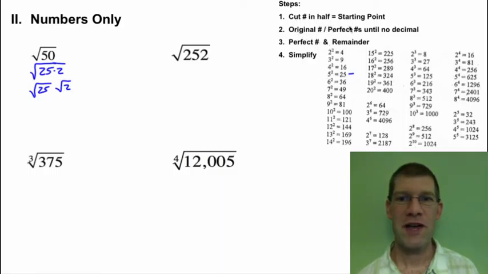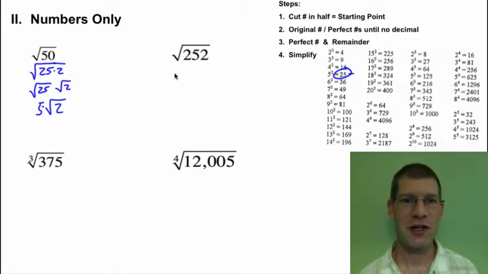So step number 1, I found that 25 is my starting point. Step 2, I do 50 divided by 25, and I don't get a decimal, so I found the number I'm going to use. It's going to be that 25. We just did step 3, write it as the perfect number, the square root of 25, and the remainder, square root of 2. And now we simplify. Square root of 25 is 5, and then that's times the square root of 2. If you punch in square root of 2, you get something ugly. We can't simplify that more without having it be rounded. Square root of 2 gives you an irrational number, a number that keeps going on forever.